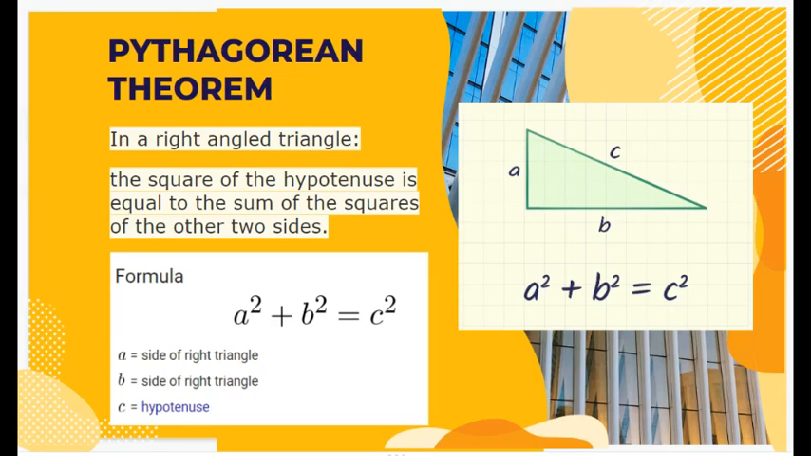Pythagorean theorem. In every right triangle, the square of the hypotenuse is equal to the sum of the squares of the two other sides. Our formula will be a squared plus b squared equals c squared, where a is a side of the triangle, b is another side of the triangle, and c will be the hypotenuse.